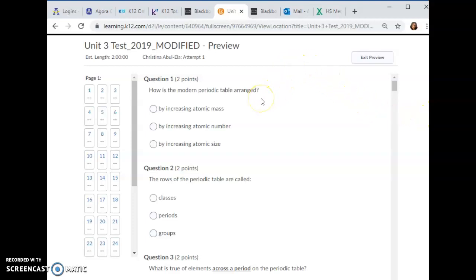How is the modern periodic table arranged? By increasing atomic mass, by increasing atomic number, by increasing atomic size.